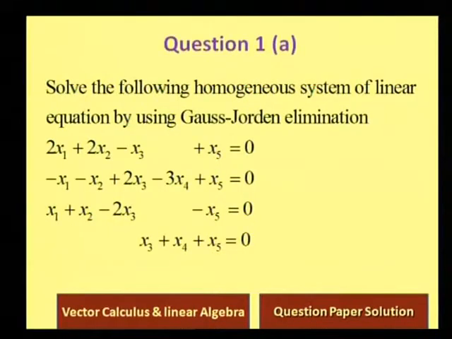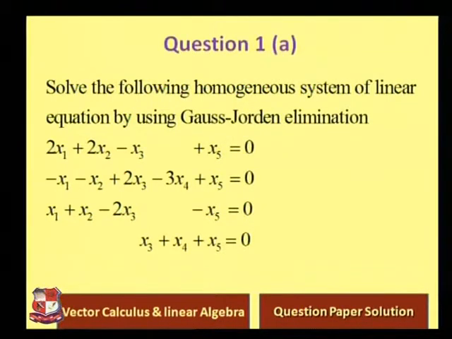My first question is: solve the following homogeneous system of linear equations by using Gauss-Jordan elimination. The system is given: 2x1 plus 2x2 minus x3 plus x5 equal to 0. Second equation is minus x1 minus x2 plus 2x3 minus 3x4 plus x5 equal to 0. Third is x1 plus x2 minus 2x3 minus x5 equal to 0. And the last one is x3 plus x4 plus x5 equal to 0.